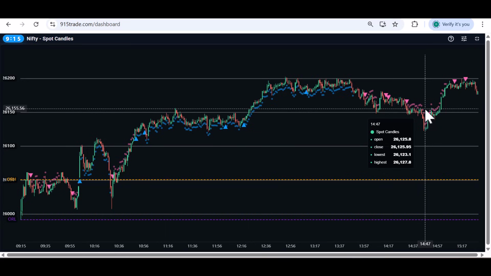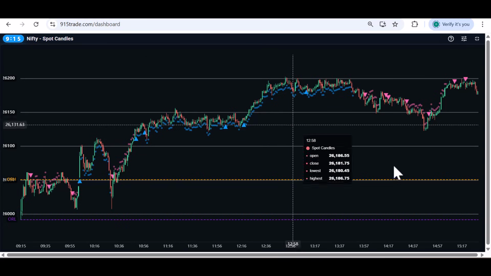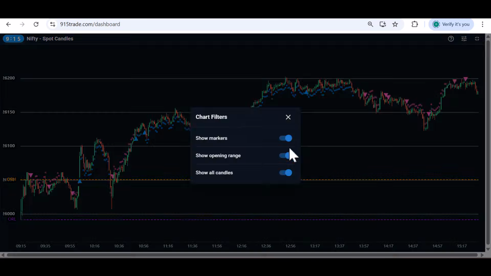Quick reminder, markers are not automatic buy or sell signals. They simply reveal underlying pressure. Always combine them with your strategy, levels and other data before taking any trade. You can customize everything easily.